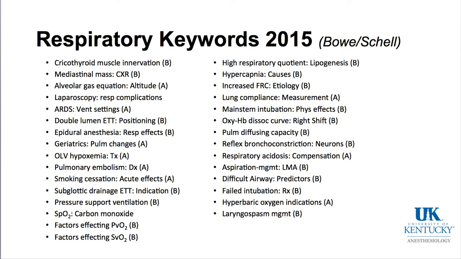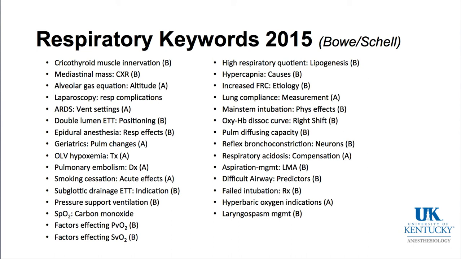Mainstem intubation, the physiologic effects, hypoxemia, peak airway pressures, etc. Oxyhemoglobin dissociation curve, the things that shift it to the right and left. Right being the classic things like acidosis, increased temperature, 2,3 DPG increase. The things that help unload oxygen to the tissues is a right shift. Pulmonary diffusing capacity, we measure DLCO. We'll talk a little bit about DLCO.